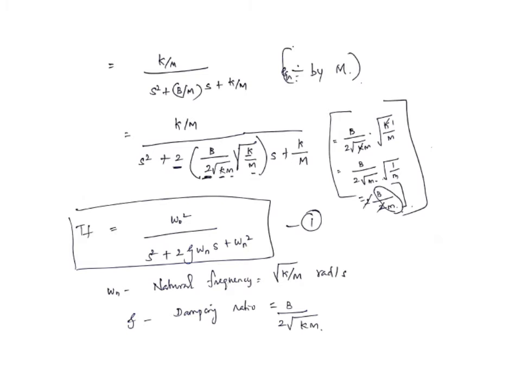And the last spring factor is going to be k by m. The transfer function is given as omega n square by s square plus 2 zeta omega n s plus omega n square, where omega n is the natural frequency, the square root of k by m, in radians per second, and zeta is the damping ratio, which is given as b by 2 square root of k m.